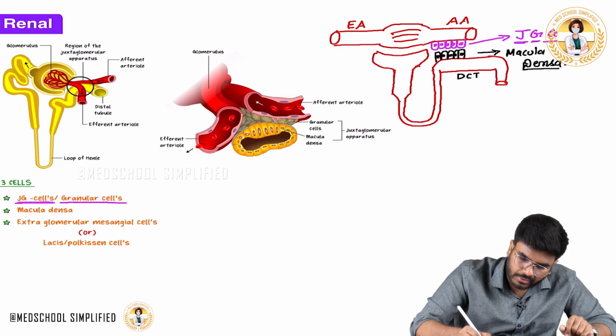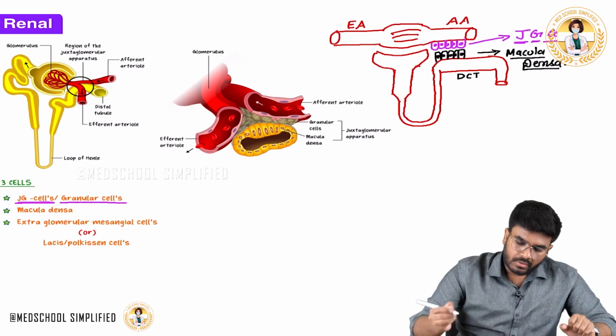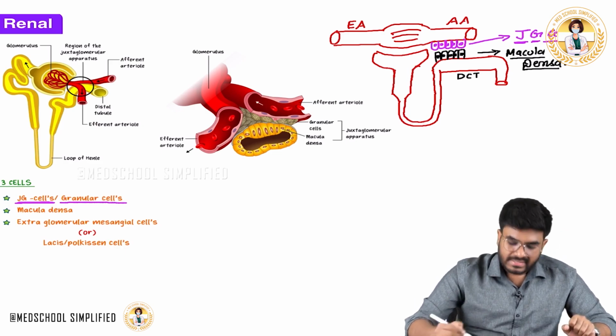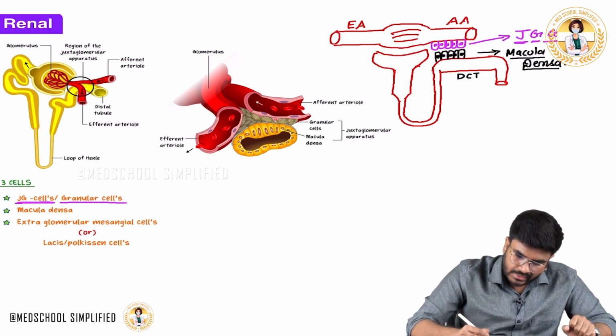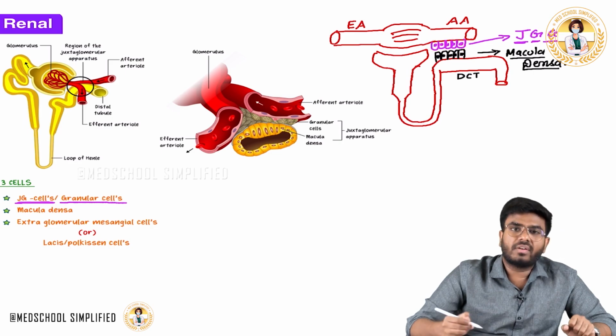Okay, they are called macula densa. Now, you know macula densa. Where exactly is the macula densa present? Macula densa is present on the distal convoluted tubule. Juxtaglomerular cells are modified smooth muscle cells of the afferent arteriole.